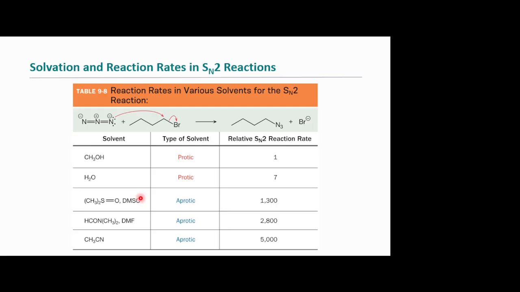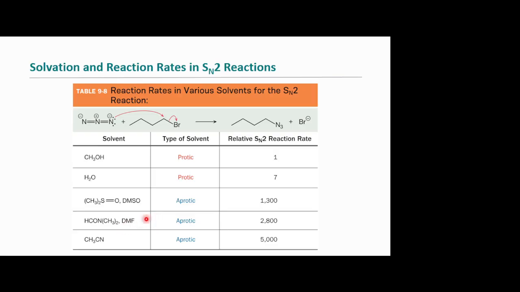Anybody know DMSO, by the way? Anybody that is familiar with medical or dental work or anything like that knows DMSO very well, because it's the solvent they usually use to pass stuff through your skin. So if they want to put something in you without actually injecting it, this is basically how it's done. Most common way. And so that's your polar aprotic solvent. It is going to be a 1,300 for the relative reaction rate here. See how vastly higher this is?